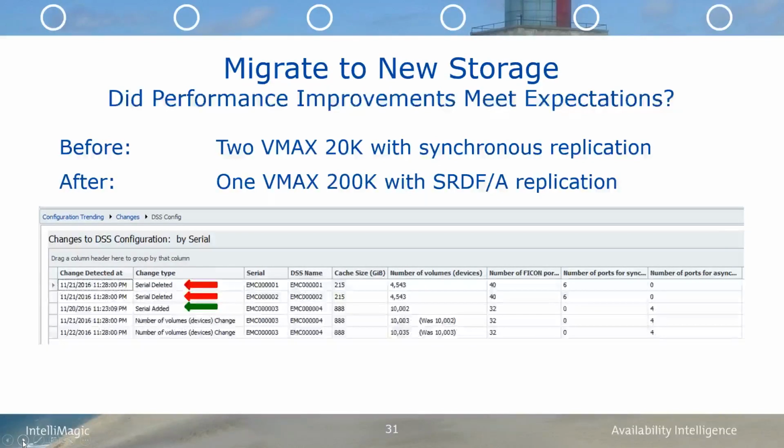Now, in this case, the storage vendor, EMC, estimated that the resulting response time would improve by about 40% after the migration. This is partially due to the switch from synchronous to asynchronous replication, but most of it is due to the larger cache, because they went from 2 boxes at 215 gigabytes of cache to 1 box at 888 gigs. So they're increasing the cache, and also the faster hardware that you have on the new VMAX 3. So next slide, please.